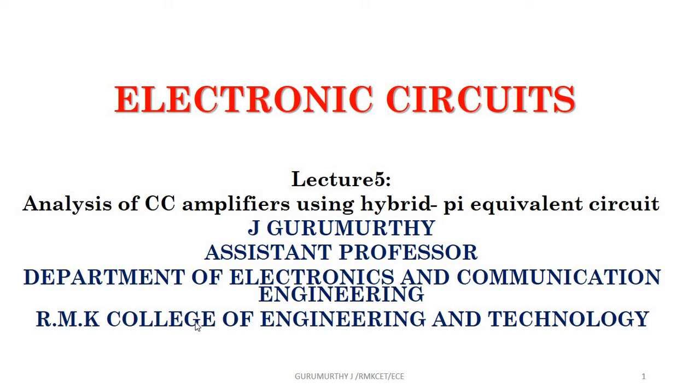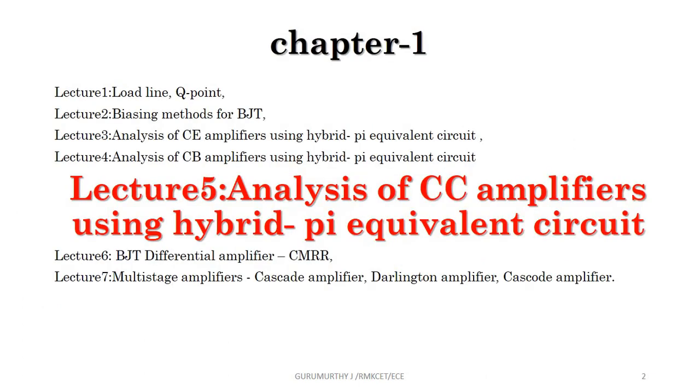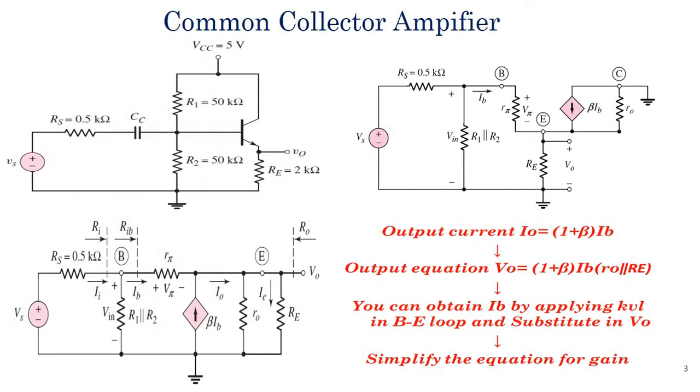In this video we will learn about analysis of the CC amplifier, which is the common collector amplifier, also called the emitter follower circuit, using the hybrid pi equivalent circuit. So this is the common collector amplifier. It could be called an emitter follower.